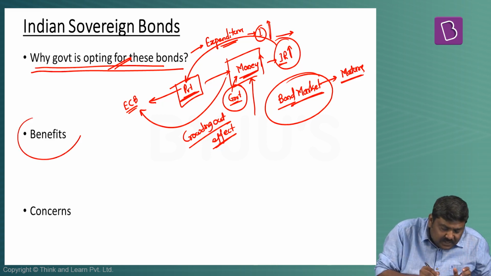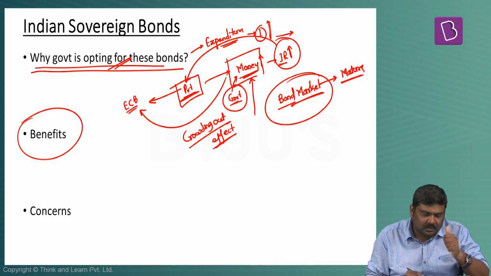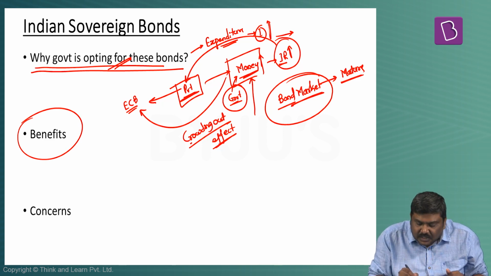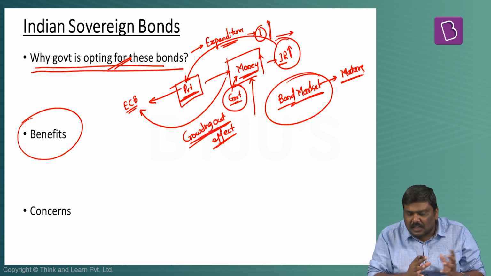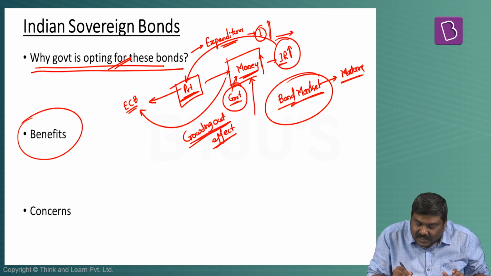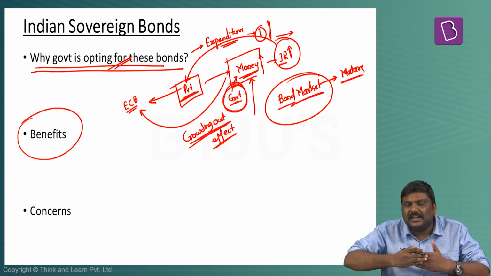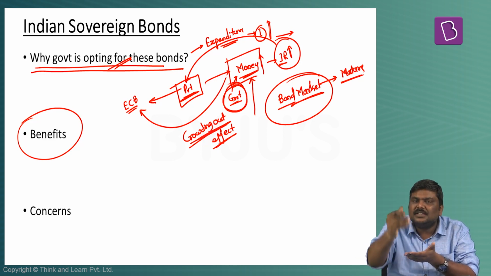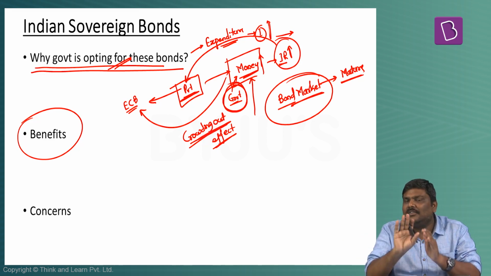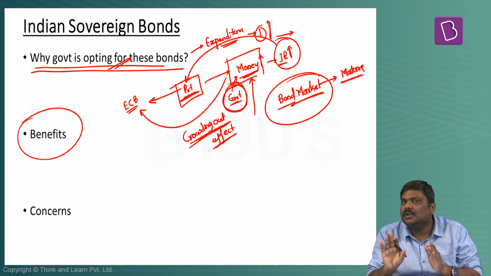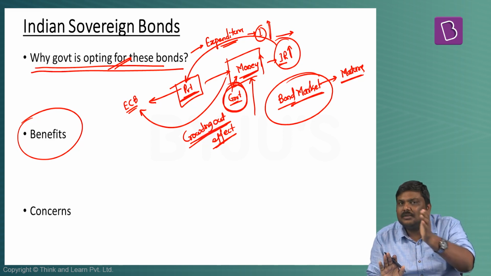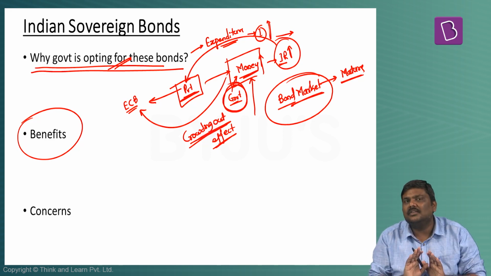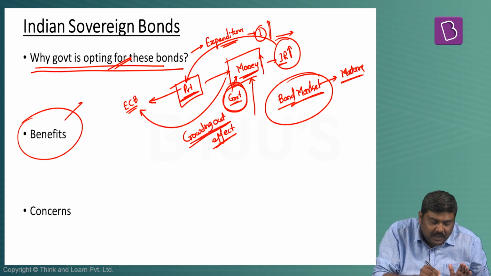What are the benefits they are expecting? One, they will reduce the crowding out effect. Rather than crowding out, what will happen? The demand from the government side for the money in the domestic market will come down. Interest rates are expected to come down, and when the interest rates come down, the private sector will start borrowing from the domestic market itself. This will lead to crowding in.